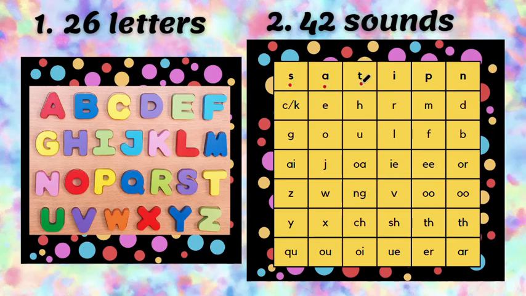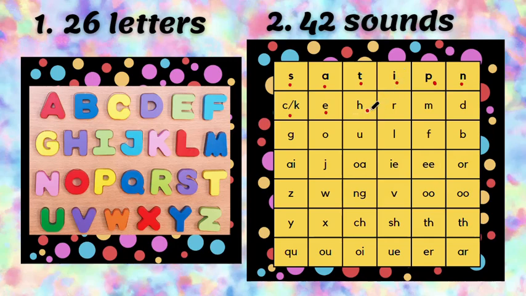S, A, T, E, P, N. This is A, it's not E. Remember this, okay? K, C and K both say the k sound, so only a single sound for these two graphemes or letters. A, listen to the difference between these two. This is A and this is A. A slight difference, but the difference is here. We need to perfect these sounds, so when we teach students the sounds and we give them dictation, they don't get confused between the sounds.